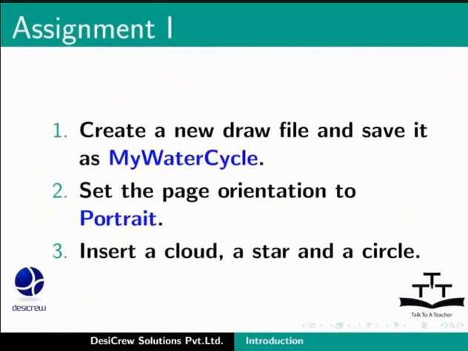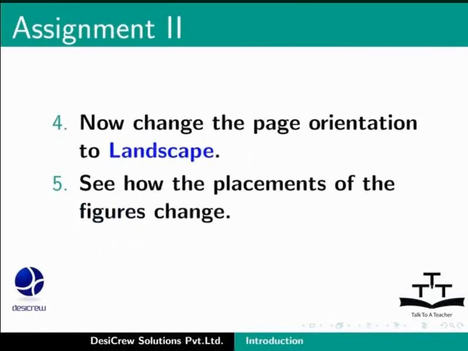Here is an assignment for you. Create a new Draw file and save it as My Water Cycle. Set the page orientation to Portrait. Insert a cloud, a star, and a circle. Now, change the page orientation to Landscape. See how the placements of the figures change.